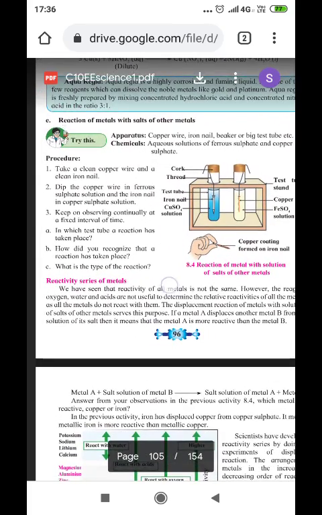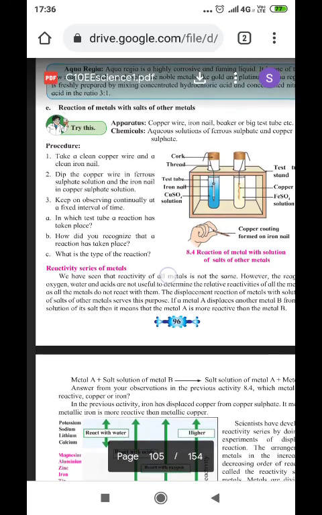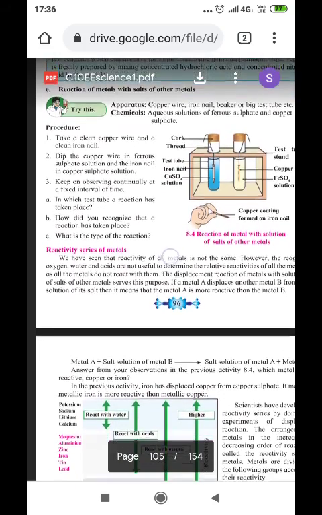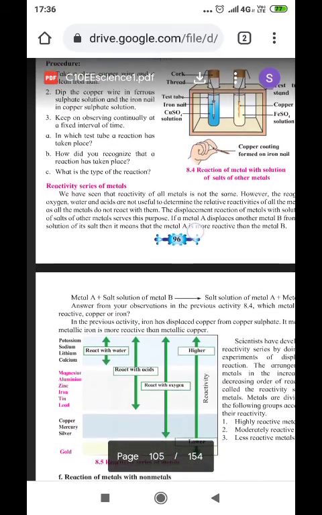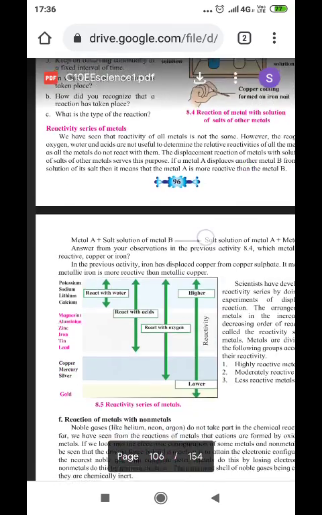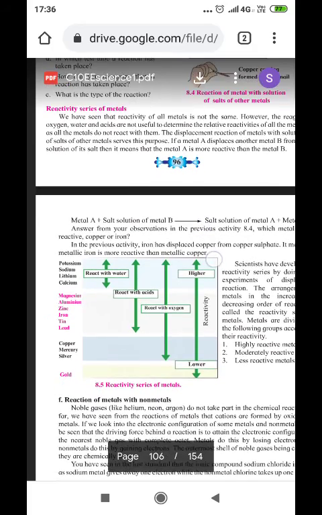Subtopic E in that practical part is not there or deleted from your syllabus. So we'll directly move to the reactivity series of metals.